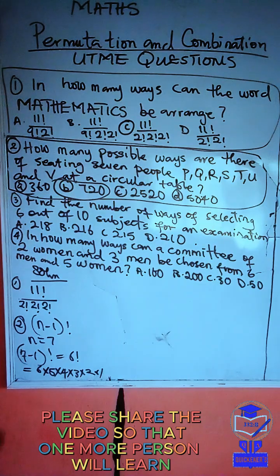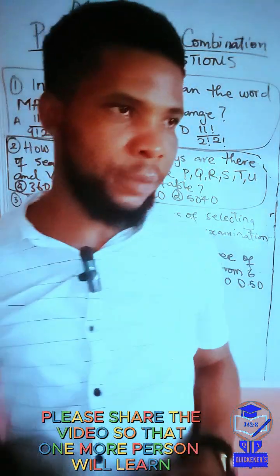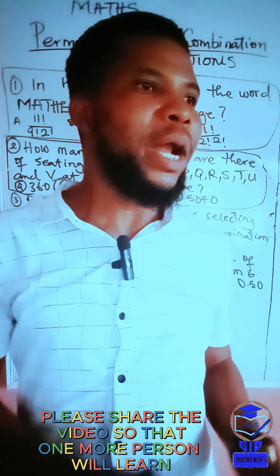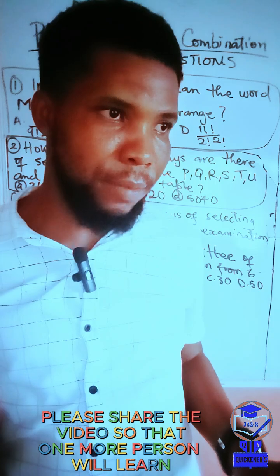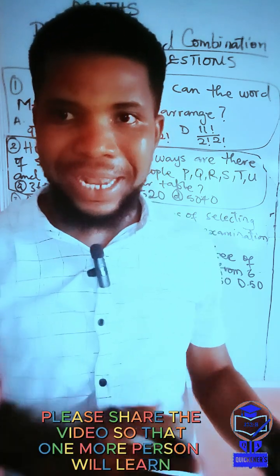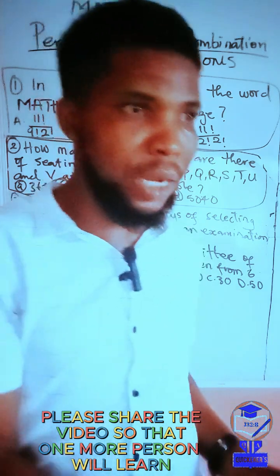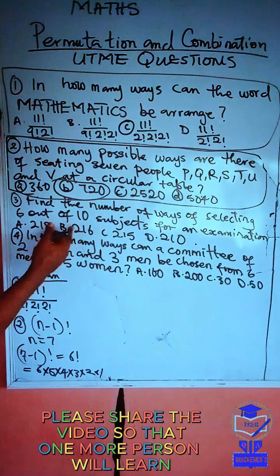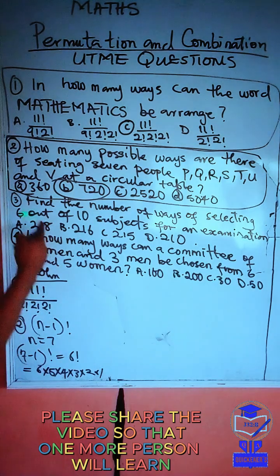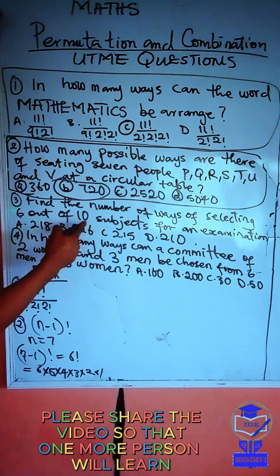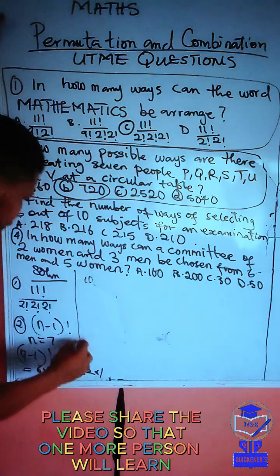If you are selecting, now listen, what is the main difference between permutation and combination? When it comes to permutation, you are dealing with arrangement. Are you getting it? But when it comes to combination, you are selecting people out of a certain group. You understand me? When you hear selecting or forming a group, that is combination. So this is combination. We are forming a group of 6 out of 10. So that would be 10.